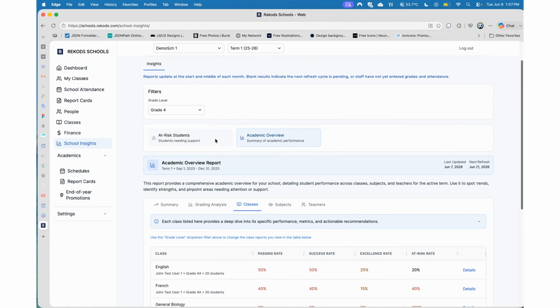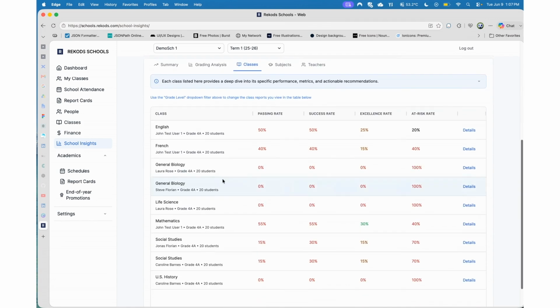Let's pick one of the classes. French here, Class 4A, 20 students, taught by John Test User. At a glance, we see that 40% of students in this class are passing the class, while 40% are flagged as being at risk academically. Let's click into this class for more details.